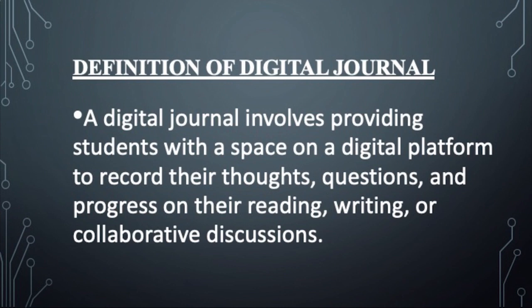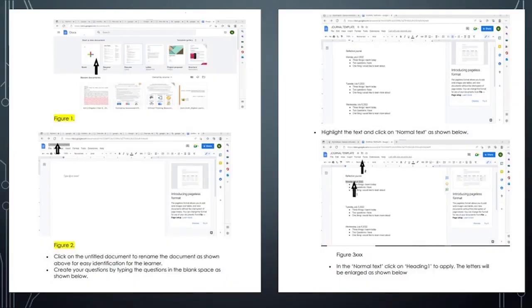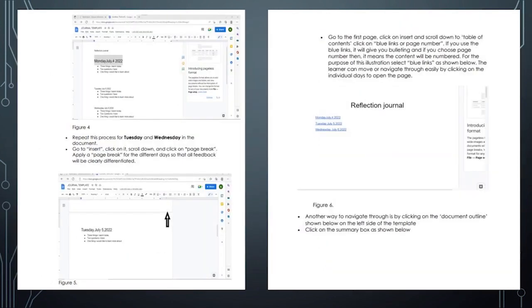Now that you know what a digital journal is, turn to the ICT Integration Handbook, Volume 2, page 50 to 56, to learn about the steps involved in assessing learners' use of digital journals. If you have gone through the steps effectively, you are now in the position to assess your learner's digital journal.